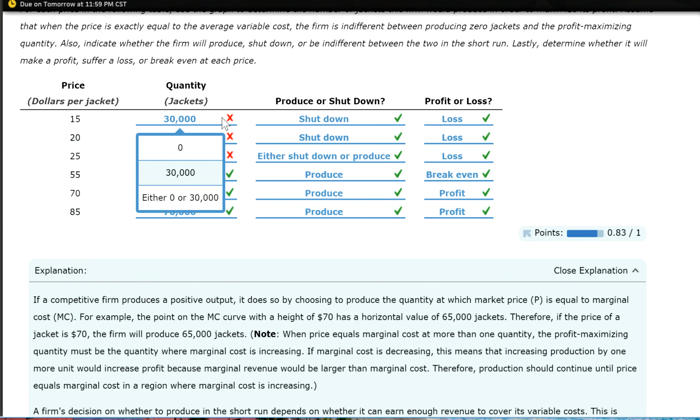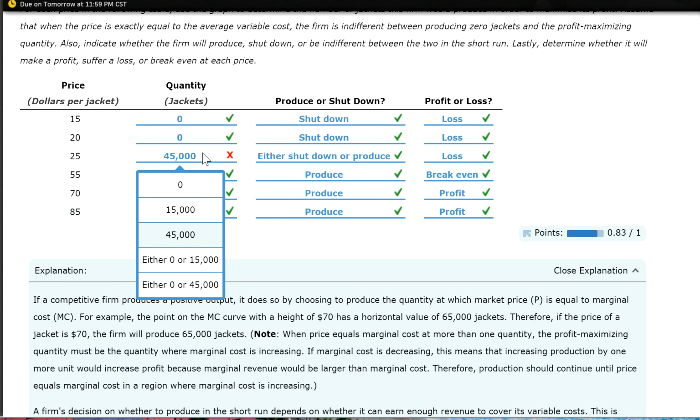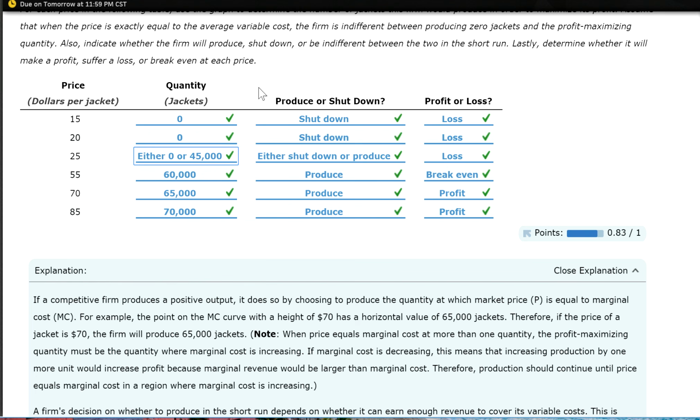Ready? Oh, they're tricky. Okay, guys, the right answer should be 0. The reason it's 0 is that if you shut down, you don't produce anything, therefore 0. So this is also 0, shut down. And for this one, it should be either 0 or 45,000. So that's where I got it wrong.